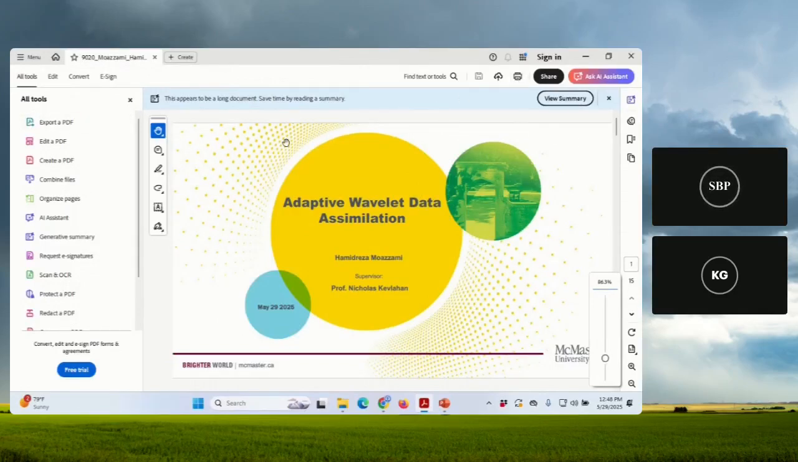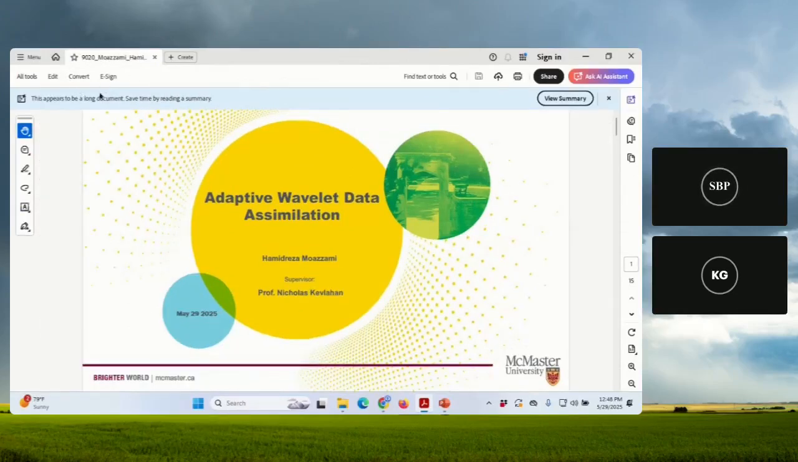PDF. So. Yeah, I'm just trying to find how to make it. So do this. Is this good? That's good.